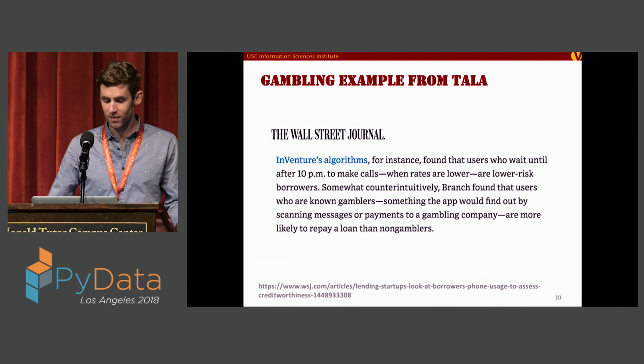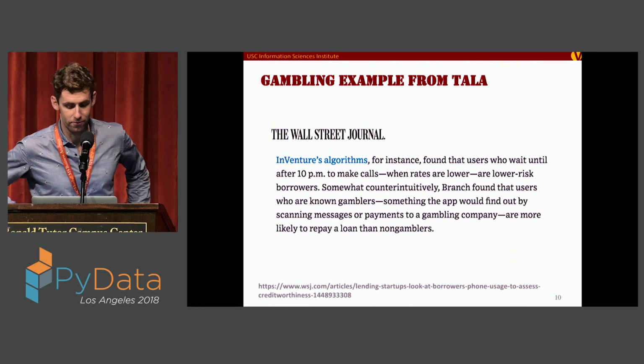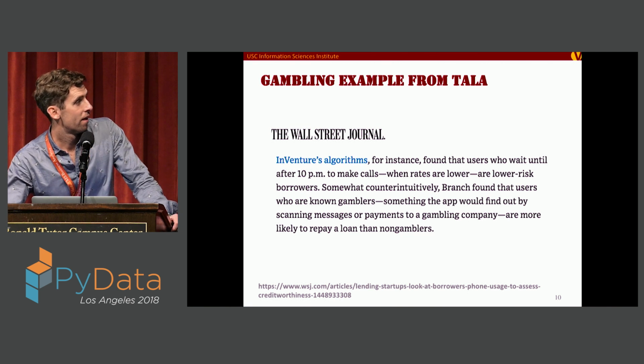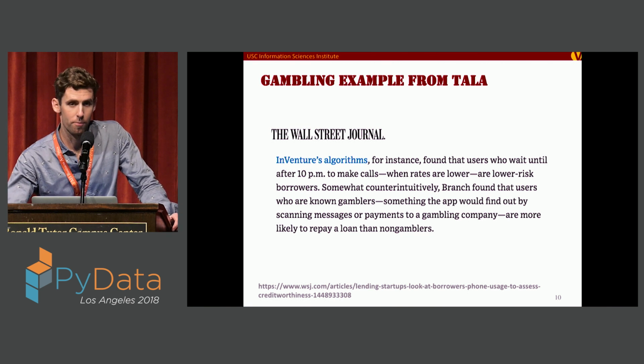Here's an example from Tala, where I currently work. Tala gives credit based on alternative data points, so non-financial data points.